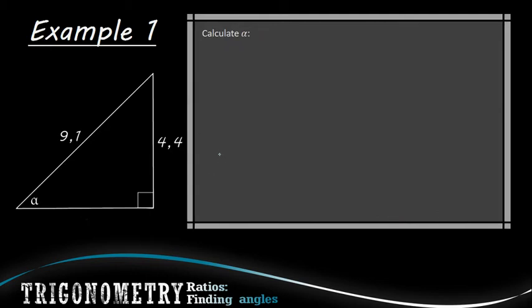So if I have, for example 1, I have to calculate alpha. So if alpha is over here, this side over here is the opposite side, and this side being across from the right angle triangle, that's the hypotenuse. So opposite over hypotenuse, that's sine. So I'm going to say that sine alpha is equal to opposite over hypotenuse. So opposite is 4,4 over the hypotenuse is 9,1.